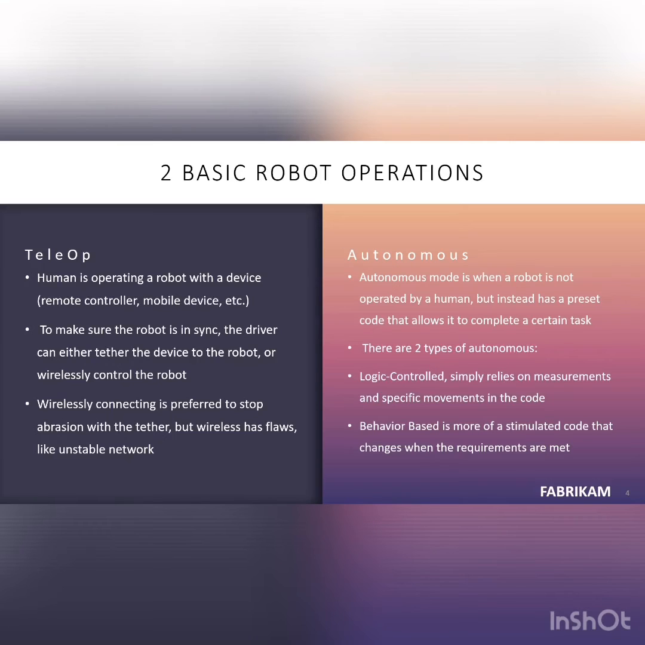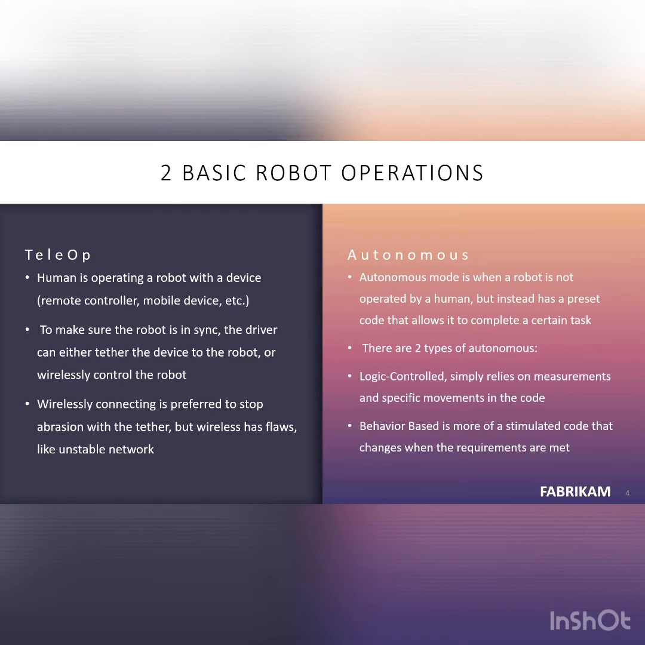Now let's talk about autonomous. Autonomous mode is when a robot is not being operated by a human, but instead runs a preset code that allows it to complete a certain task. There are two types of autonomous modes. Logic controlled, which simply relies on measurements and specific movements in the code, like go forward 1 foot, put down the arm 2 feet, etc.